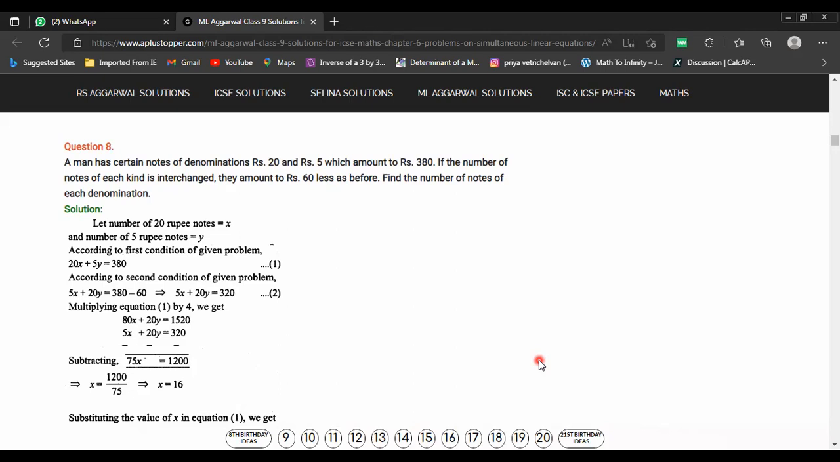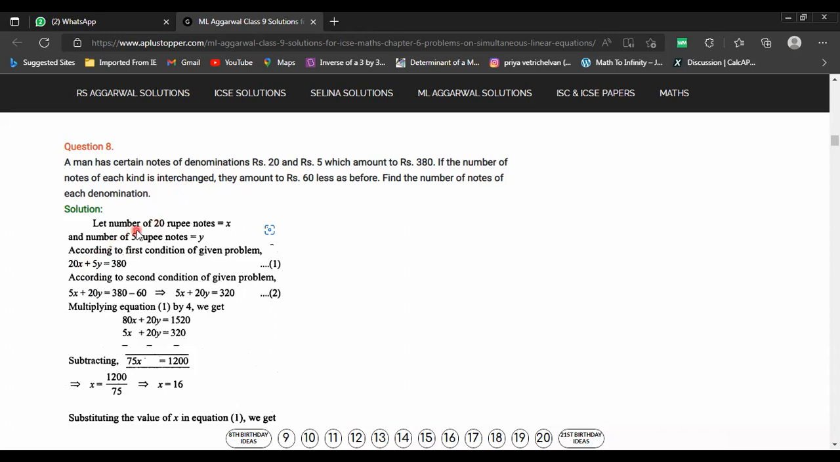You're going to change the number of notes, which means the number of 20 and the number of 5 rupee is going to be varied. You might have 10 5 rupee coins and 10 20 rupee notes, and that might be interchanged as 7 20 rupee notes or 25 rupee coins. Can you understand what I'm trying to say? So they are just changing. Here they say interchanging.